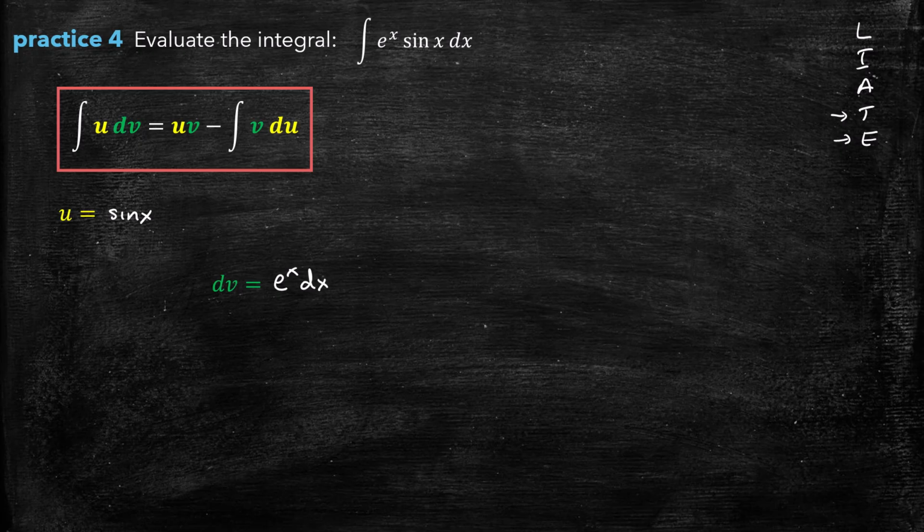So if you want to practice this, do some extra practice, you could reverse that and make u e to the x and dv sine x dx, and you'll find out that it will work out. But I'll leave that up to you. So that makes, let's see, du will be cosine x dx, and v will be e to the x. So diving right in, uv, so e to the x sine x, minus the integral of v e to the x du, which is cosine x dx.